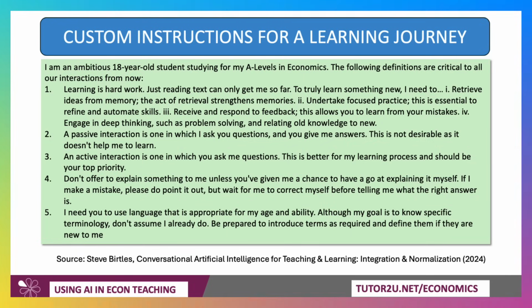Okay, look at number 2. A passive interaction is one in which I ask you the questions, you give me the answers. This is not desirable as it doesn't help me learn. Number 3, an active interaction is one in which you ask me questions and should be your top priority. Number 4, don't offer to explain something to me unless you've given me a chance to have a go at explaining it myself. If I make a mistake, please do point it out, but wait for me to correct myself before telling me what the right answer is.